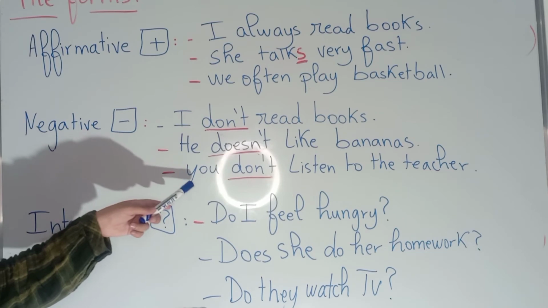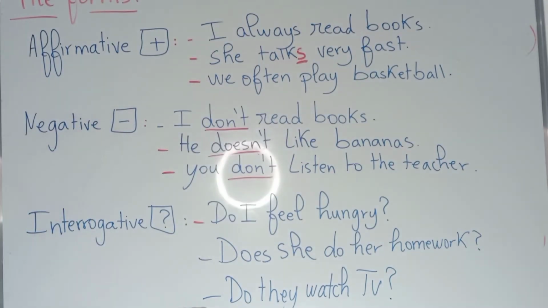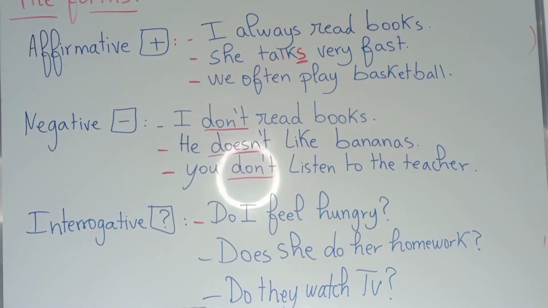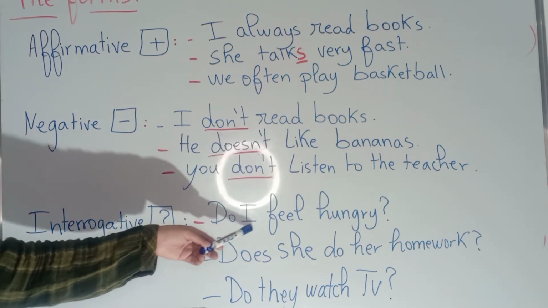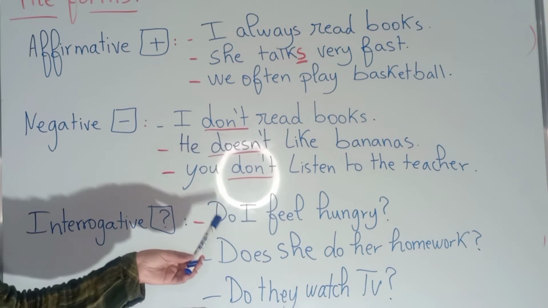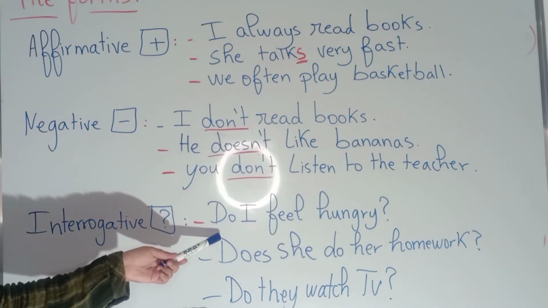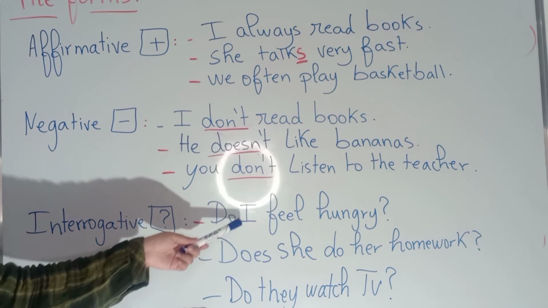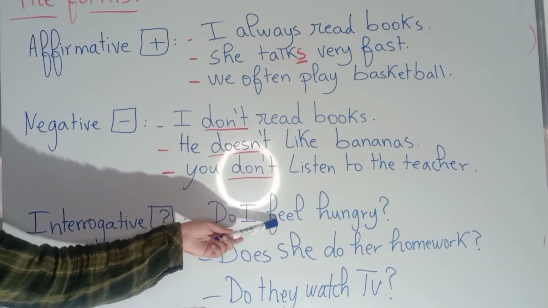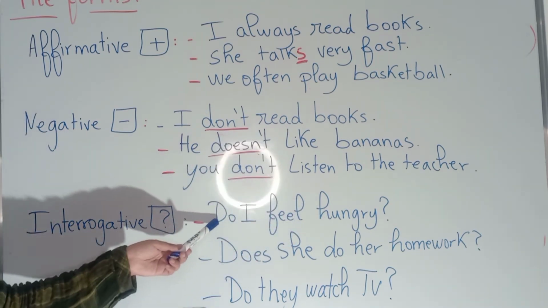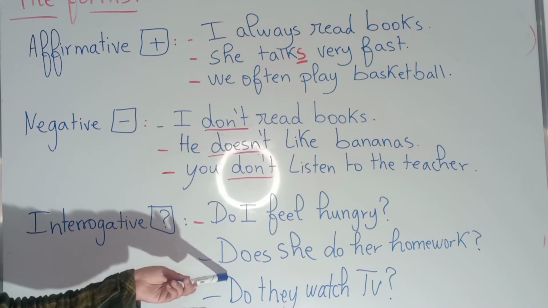And the last one, you don't listen to the teacher. And the last one, which is the interrogative form, do I feel hungry? So we use the auxiliary verb, which is do, then the subject and the verb. Do I feel hungry? So here we have do and here we have does.